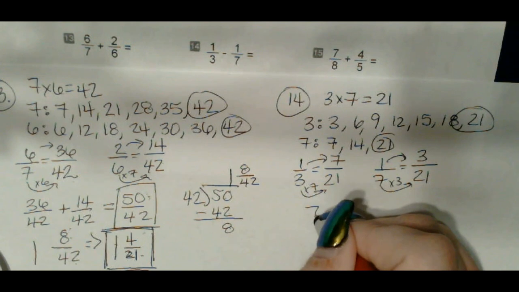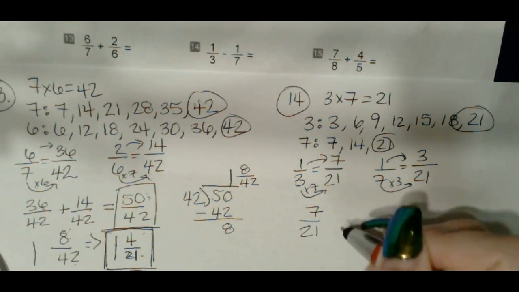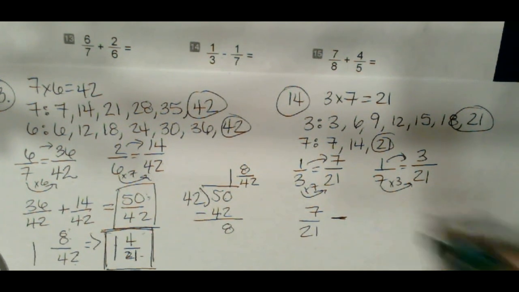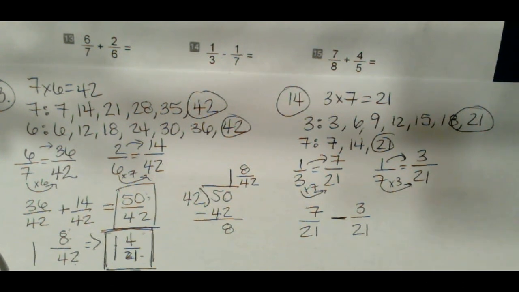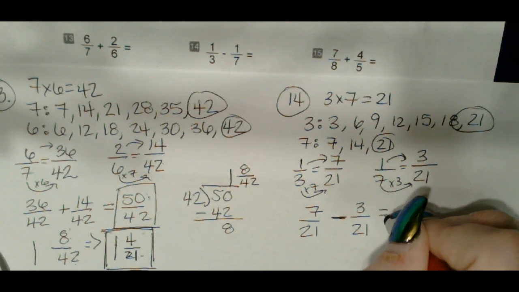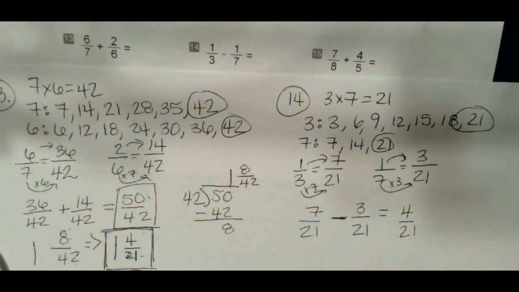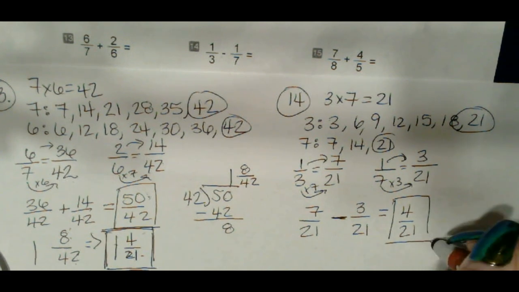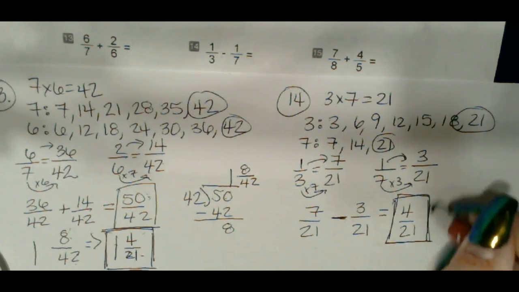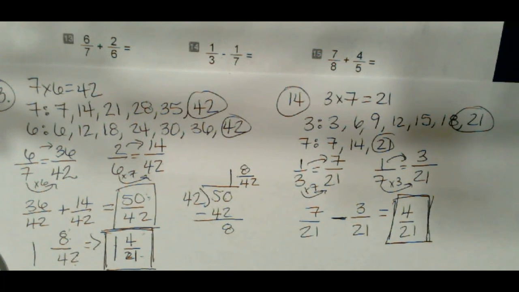Now let's solve. 7 over 21 minus 3 over 21. That gives me 4 over 21, or 4 21sts, and that does not reduce. Looks like it could, but it does not. One way you can tell is that your numerator is even and the denominator is odd. That's one way you can check it. It doesn't work all the time, but that's one way you can check. So that's 13 and 14.